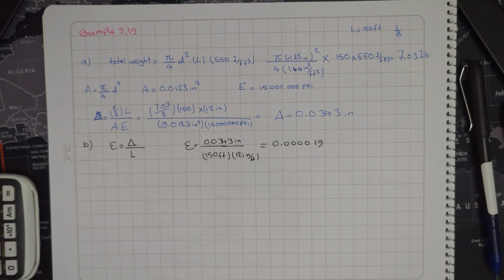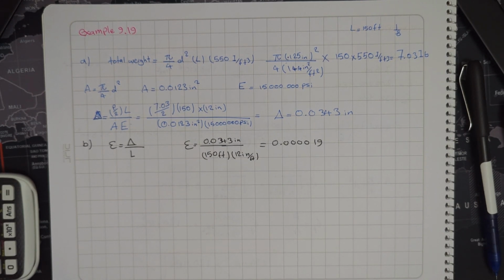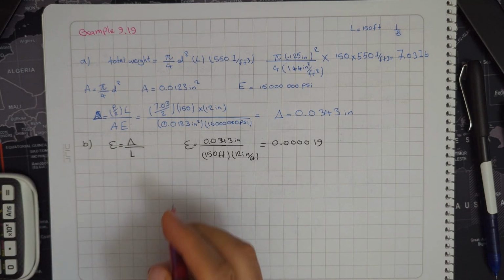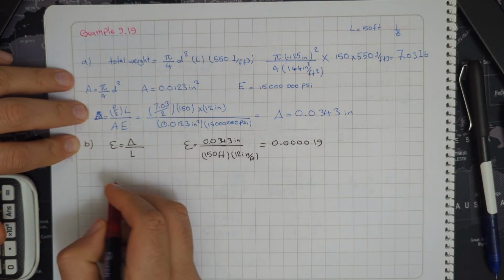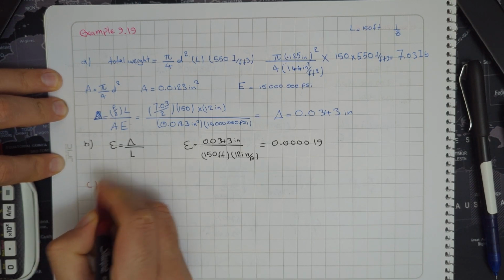Part C. Part C says the total elongation of the wire, delta, which includes the elongation due to its own weight, if a weight of 70 pounds is attached to its lower end. So we have the weight of 70 pounds attached to its lower end. So we have elongation C.